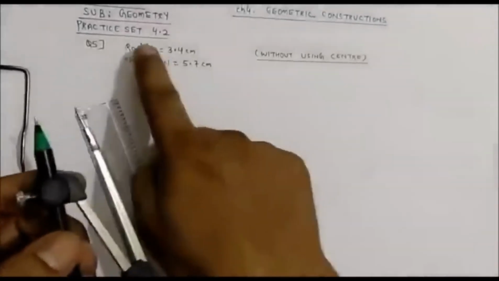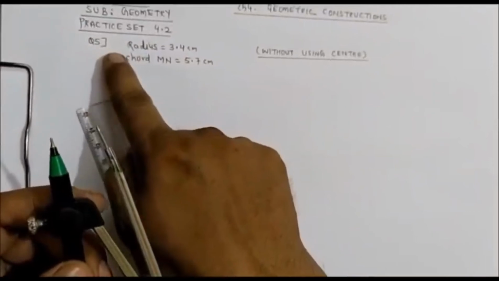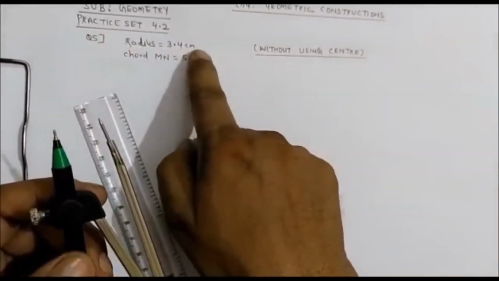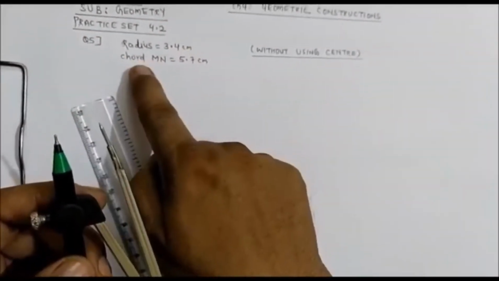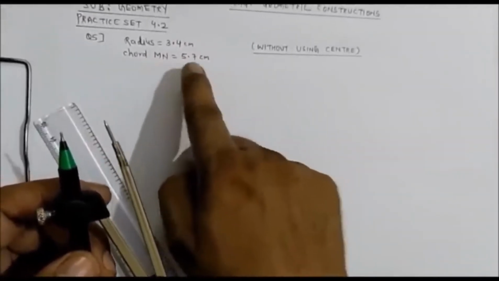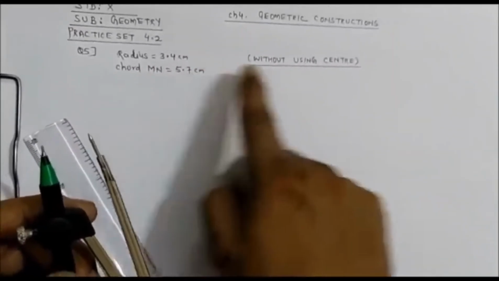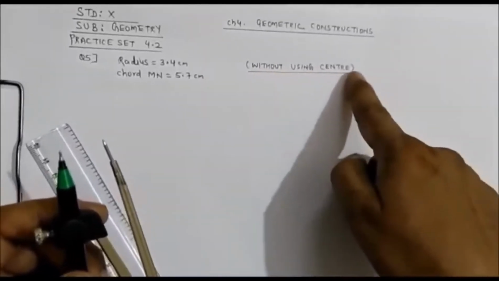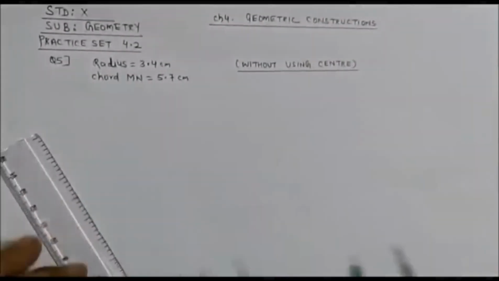Okay, so practice set 4.2, question 5. Radius is 3.4 centimeter given. There is a chord MN given 5.7 centimeter. We have to draw tangent at this point M and N, but without using center of circle. Okay, let's start with that.